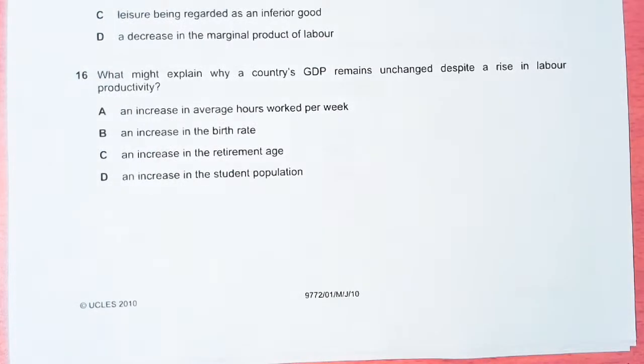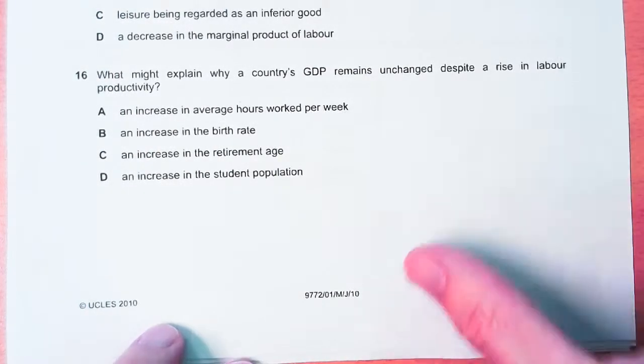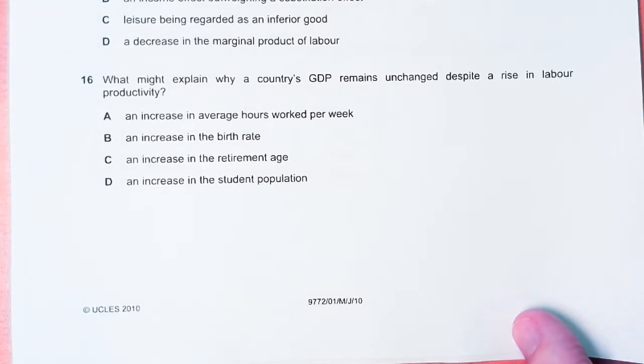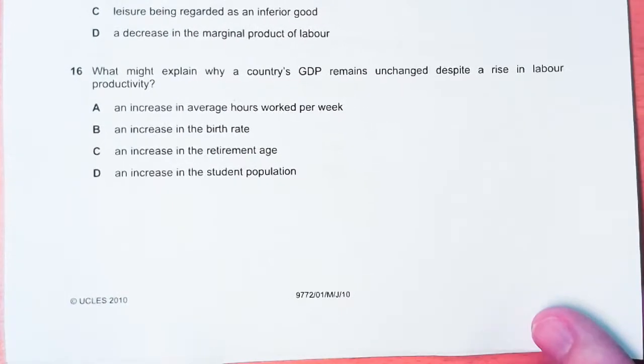And an increase in the student population means, of course, that there will be an opportunity cost of going to university, and that is foregone earnings or foregone GDP for the economy.